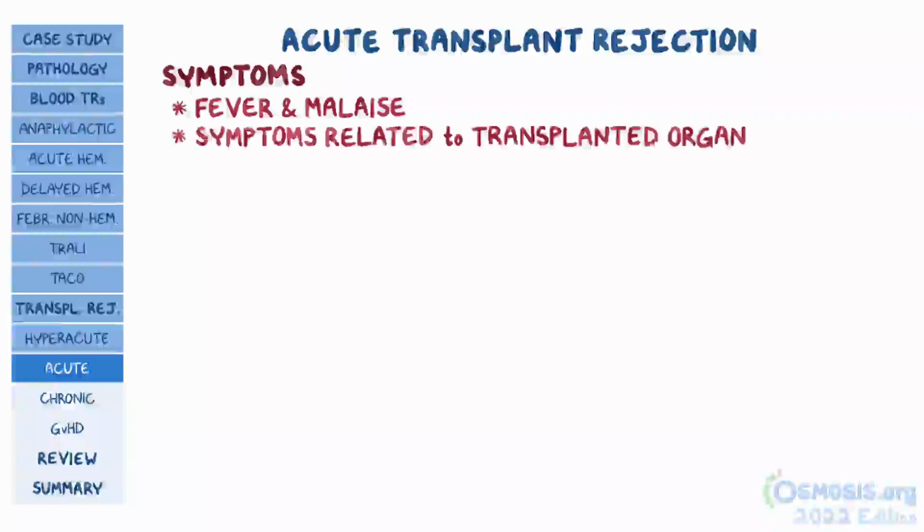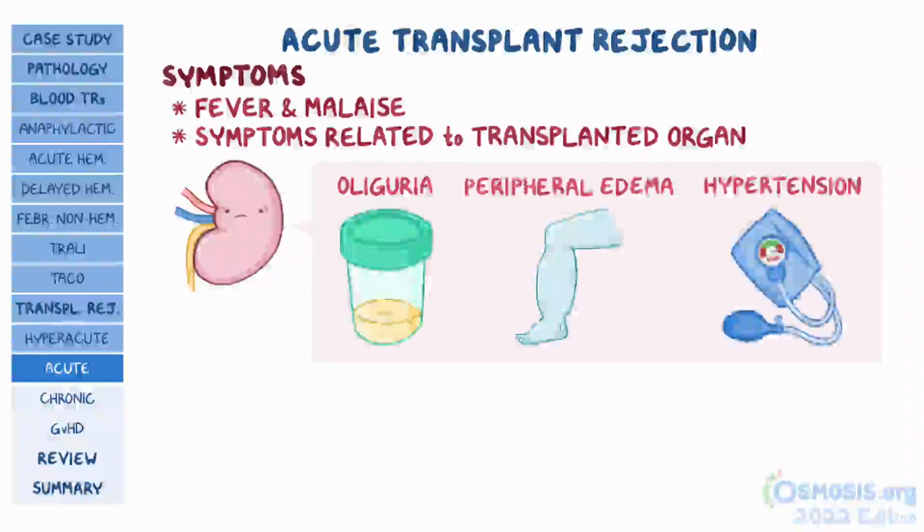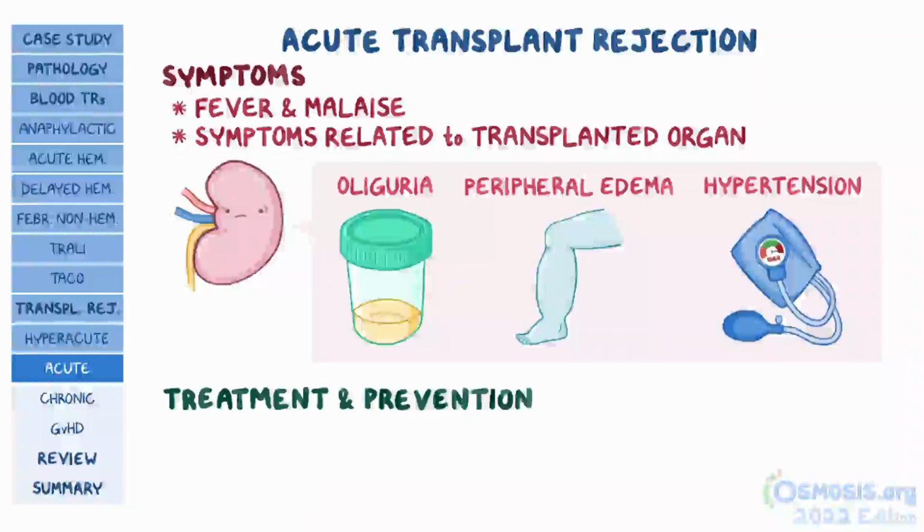For example, individuals with acute rejection to kidney transplant would also have oliguria, or low urine output, as well as peripheral edema, or lower leg swelling, and hypertension, or high blood pressure. Treatment and prevention of acute transplant rejection involves the use of immunosuppressive therapy.